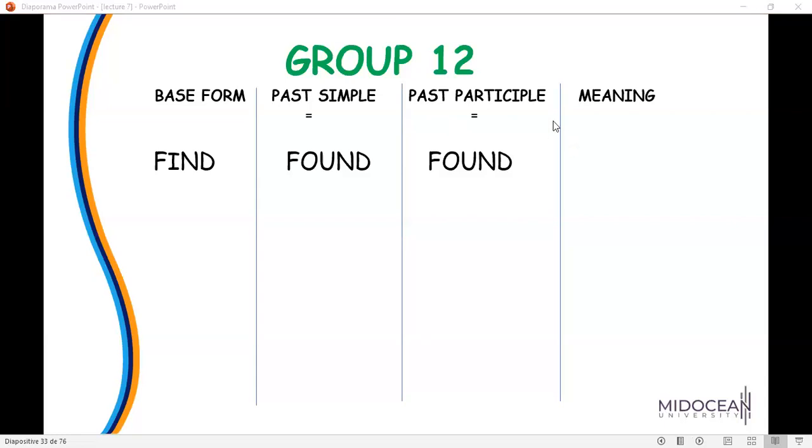Déjà, vous avez donc ici les photos. Regardez donc ici. Donc, you have the meaning here of each verb. So you have a photo for each verb, okay? Par exemple, ici, find, okay? C'est le verbe trouver, okay? Past simple found, past participle found, okay?